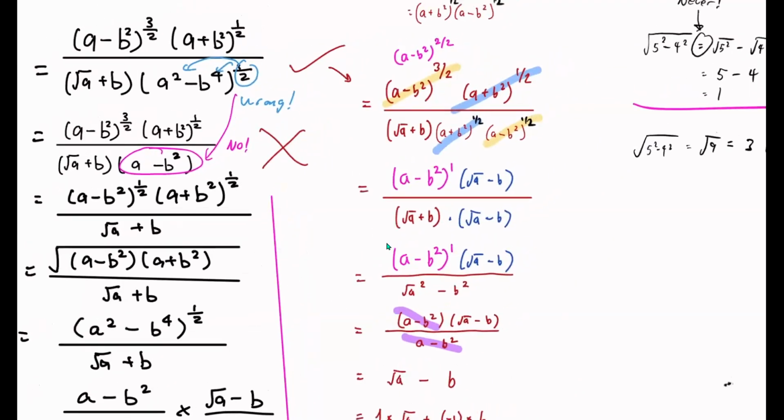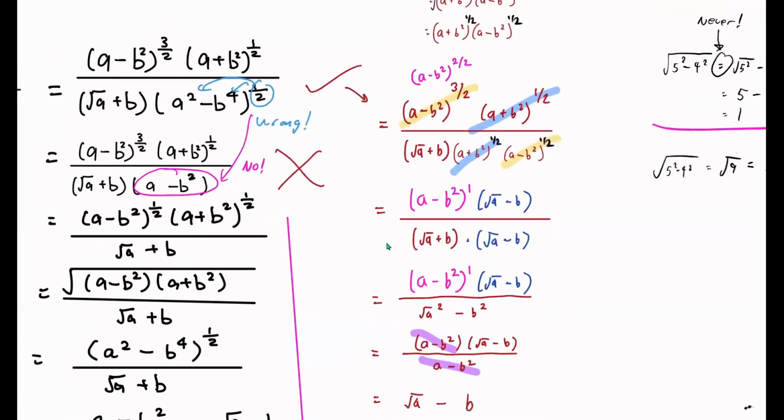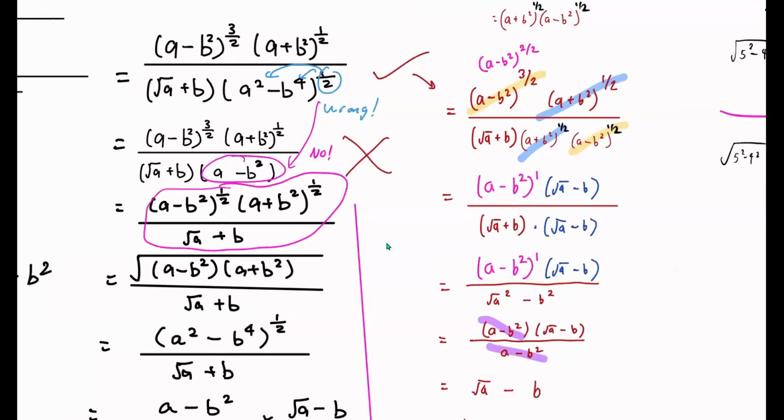But you see, you got this part here with an extra (a plus b) squared power half, right? It's supposed to be this one, (a minus b) squared over square root of (a plus b).